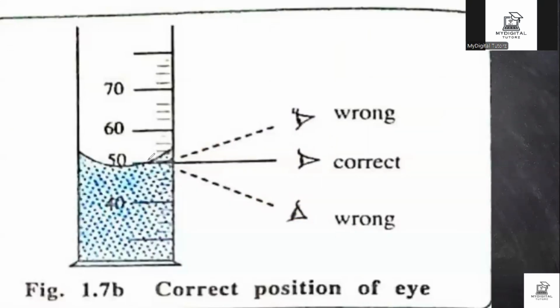Just like what we discussed in taking readings using a meter rule, it is also applicable to a measuring cylinder and any other measuring instrument: ensure that you look vertically instead of slanting. And if it is volume, take cognizance of the meniscus of the liquid. That is where you take your reading, not here, but at the meniscus. Are we together? So this is where we stop in today's class.